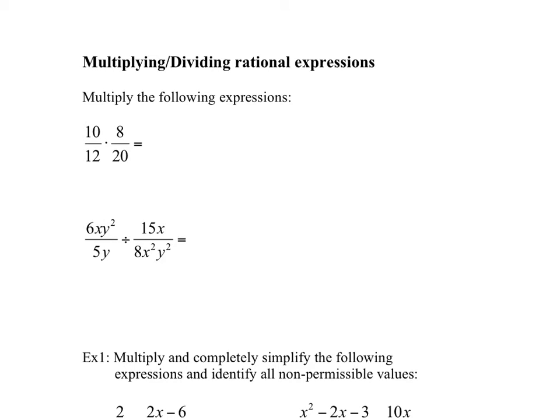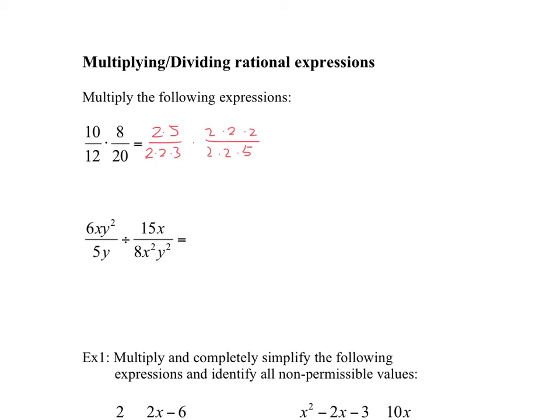So what I'm going to do is prime factorize all these terms. For example, 10 is 2 times 5. And on the denominator, 12 is 2 times 2 times 3. All I'm doing is prime factoring all these numbers. Then the 8 would be 2 times 2 times 2, and the 20 would be 2 times 2 times 5.